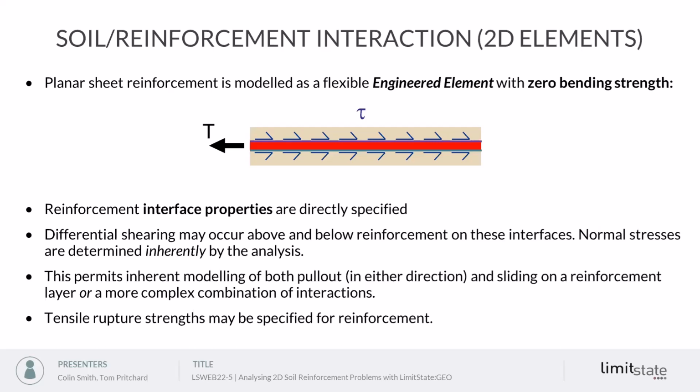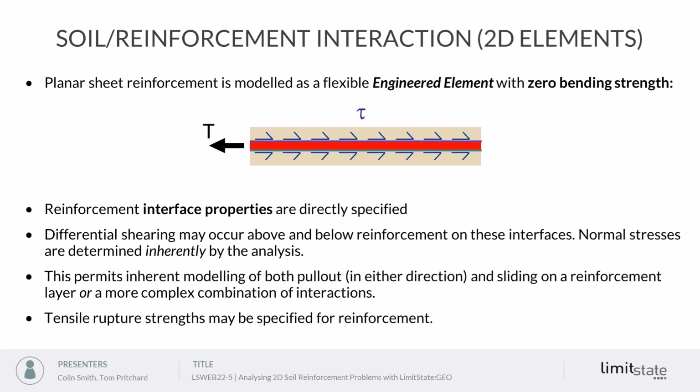We specify the reinforcement interfaces directly. So this is the shearing properties on the top and the bottom of the reinforcement. Those can be directly specified either in drained or undrained parameters, so cu or alpha cu or alpha tan phi essentially. And the software is able to model differential shearing above and below the reinforcement if that is what happens. And the normal stresses are determined inherently by the analysis. No need for an approximate estimation of that.